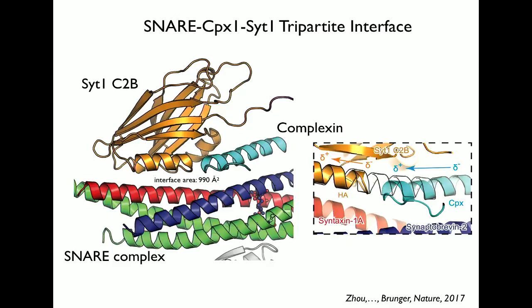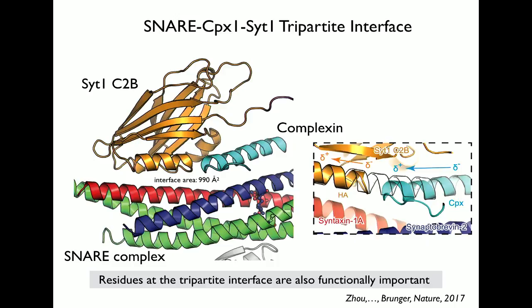And of course, this interaction is dependent on complexin. When complexin is taken out, this interaction doesn't take place. So again, we did functional tests, and again, we found that disrupting residues or taking away complexin disrupts this interface and reduces or eliminates release of neurotransmitter. So that's where we are.